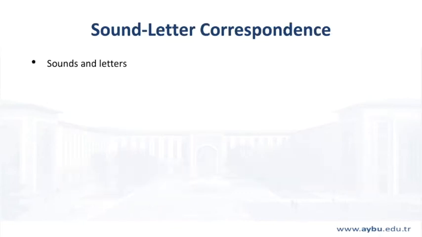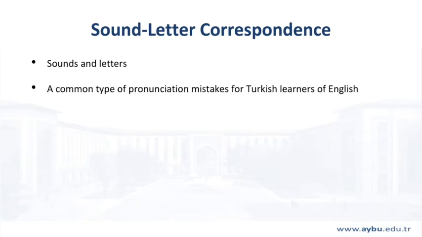So we have sounds and letters. The extent they match is a matter of sound-letter correspondence. Turkish is a lot more consistent than English in this regard. Therefore, Turkish learners find inconsistencies in sound-letter correspondence in English rather confusing most of the time. Look at these examples now.